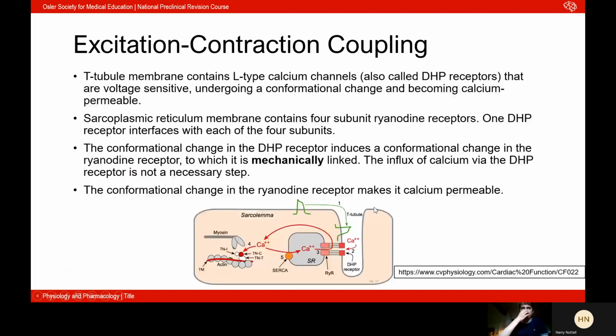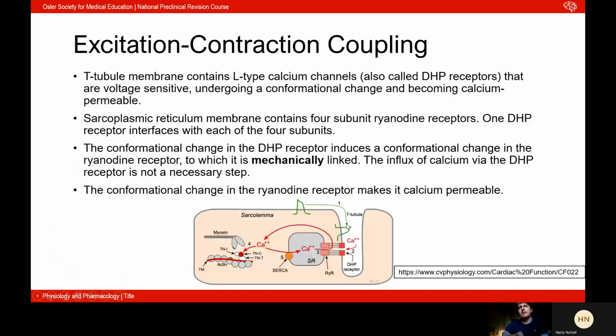And this is important in skeletal muscle when we're considering excitation-contraction coupling, which is how that excitation that travels through these T tubules is converted into contraction, which is the ultimate goal of a muscle cell. So the T tubule membrane has these L-type calcium channels, and they're also called dihydropyridine receptors or DHP receptors.